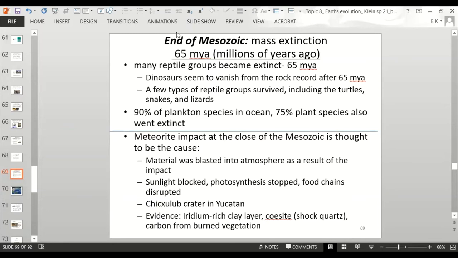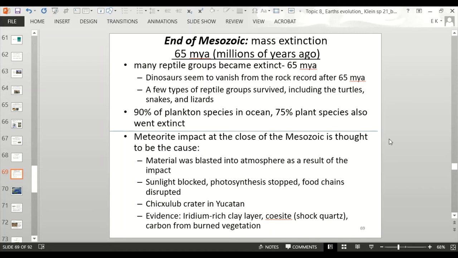So by the end of the Mesozoic, there was a mass extinction. It was about 65 million years ago. Many reptile groups became extinct. The dinosaurs seemed to vanish from the rock record after about 65 million years ago. A few types of reptile groups did survive, including turtles, snakes, and lizards. 90% of the plankton species in the ocean and 75% of plant species went extinct. The cause of the mass extinction is thought to have been a meteorite impact.